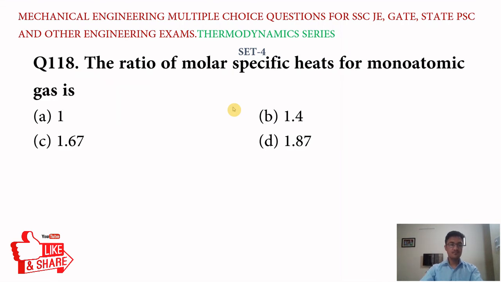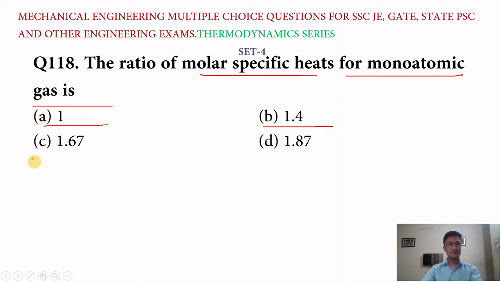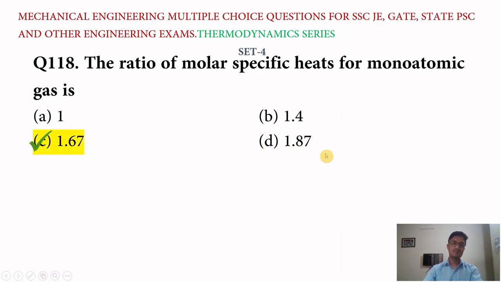Next question: the ratio of molar specific heats for monoatomic gas is. We have four options: A, 1; option B, 1.4; option C, 1.67; option D, 1.87. So the answer must be C, 1.67. The ratio of molar specific heats for monoatomic gas is 1.67.